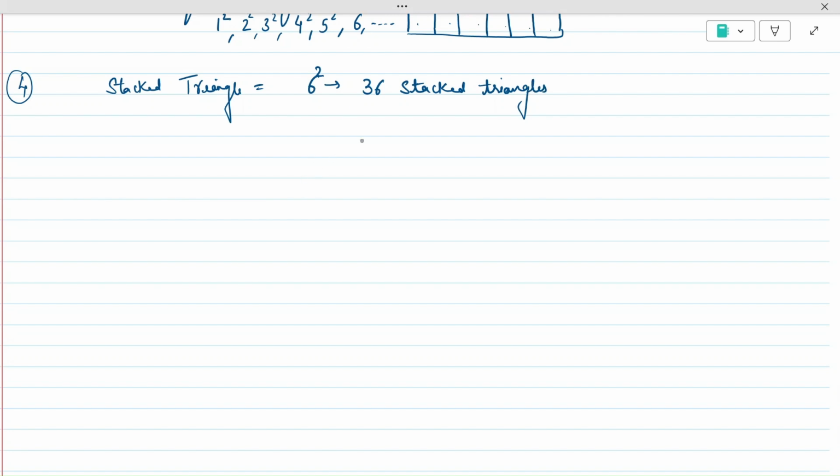How we have to draw? So what we will do is, we will make a big triangle.